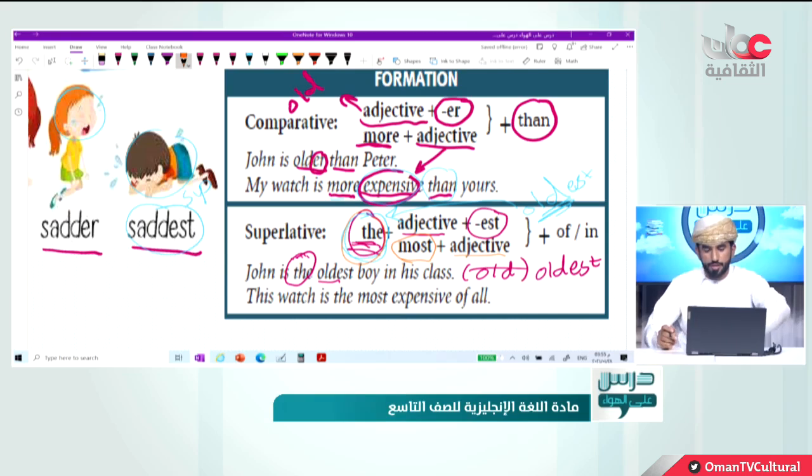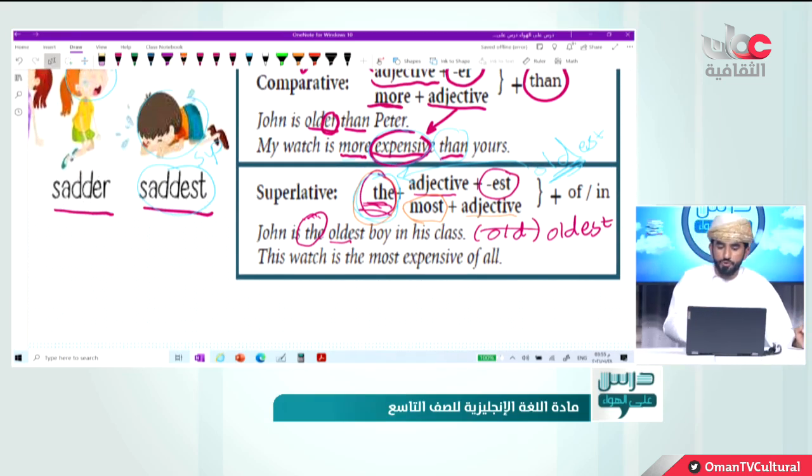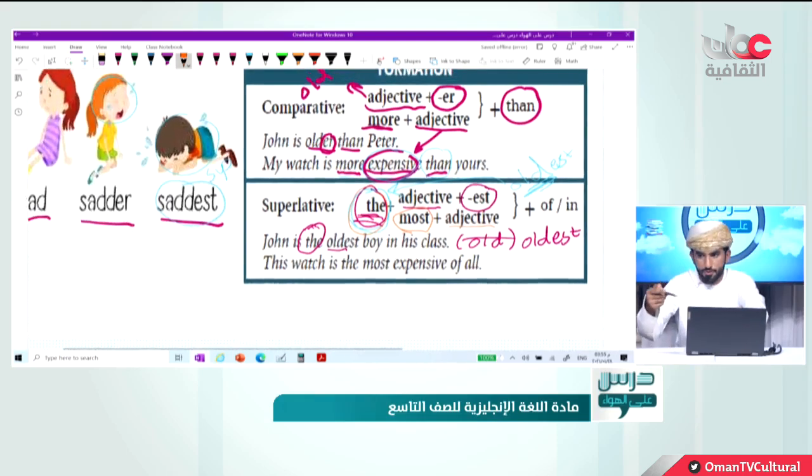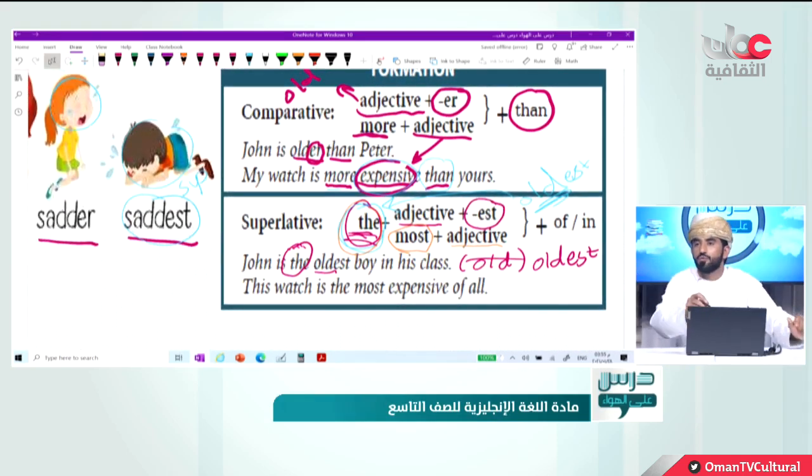Look at these two sentences, for example. John is the oldest boy in his class. Who can tell me? Why didn't we write the most oldest? Why? Group, thank you so much. Why? Because old is only one syllable. Exactly. And what does the rule say? The rule says that if you have a one syllable adjective, continue. Very good. Yes, we add only the. We don't add most. Very nice.